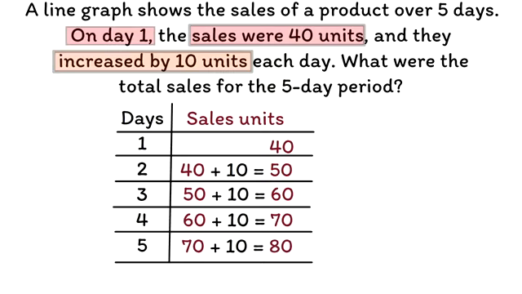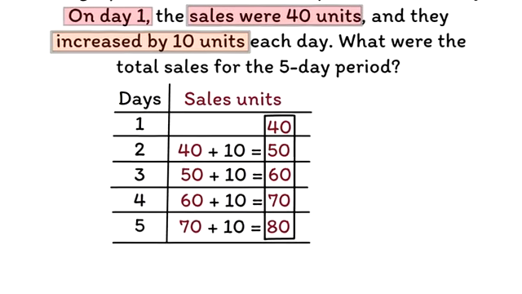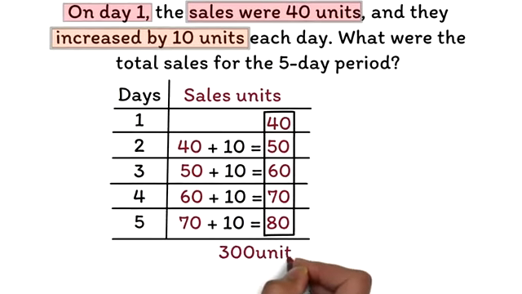Now since we have the sales units for each day, put all the sales units together to get the total, which is 40 plus 50 plus 60 plus 70 plus 80, and that equals 300 units. Hence, the total sales units for the 5 days period is 300 units.